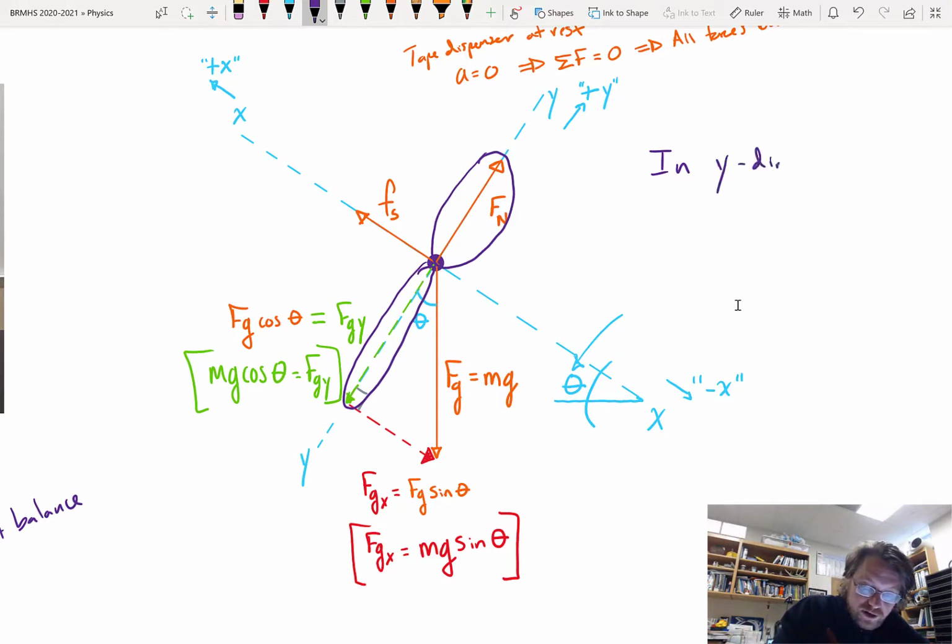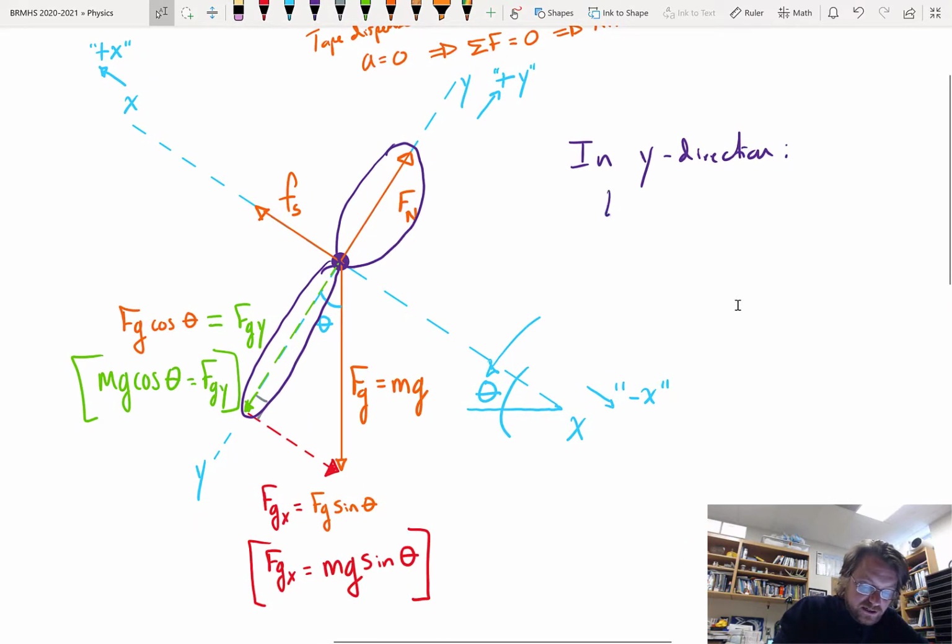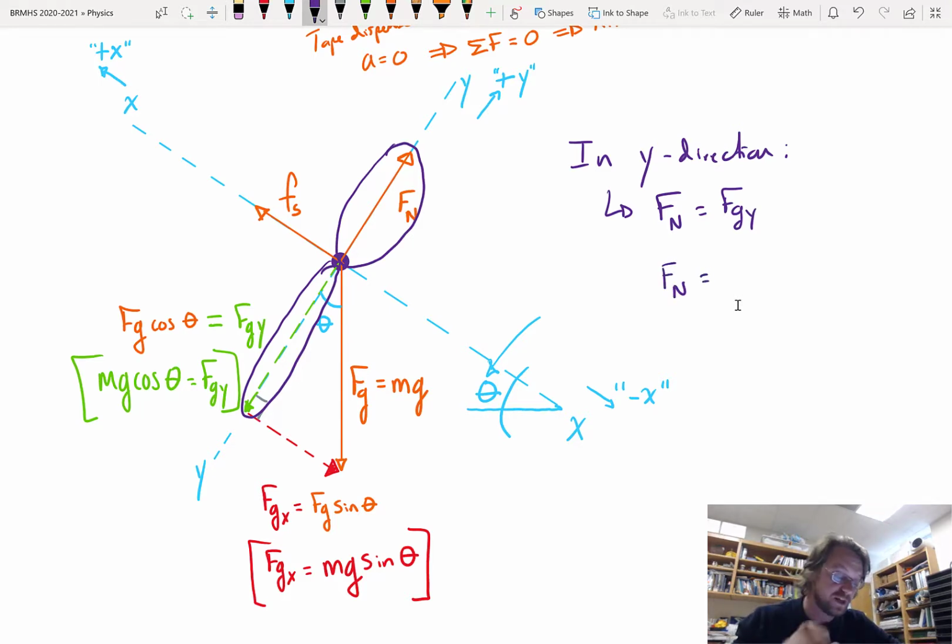So in the y direction, we can say, let's put a little arrow here, normal force must be equal to FGY. And then if we use the correct placement of that angle theta, then we know that FGY can also be expressed as mg cosine theta.